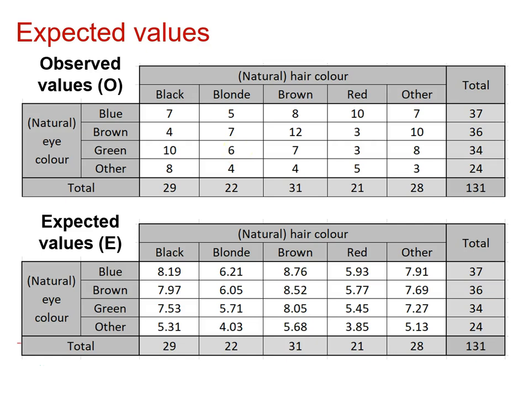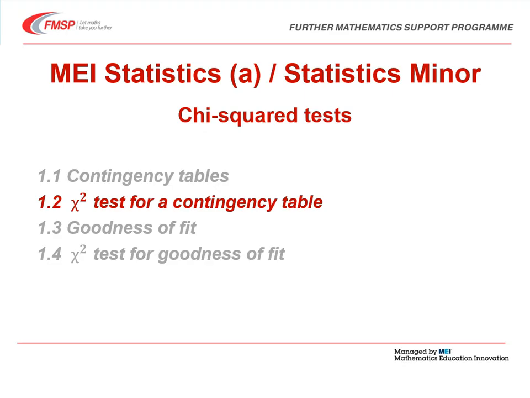So we can already see that some of them are quite close. For instance, 6 and 5.71, quite close. Others are a bit further out, 12 and 8.52. But are these differences statistically significant? We'll find out in our next video. So the next video is a chi-square test for a contingency table.